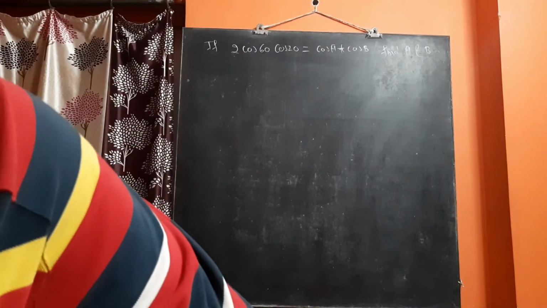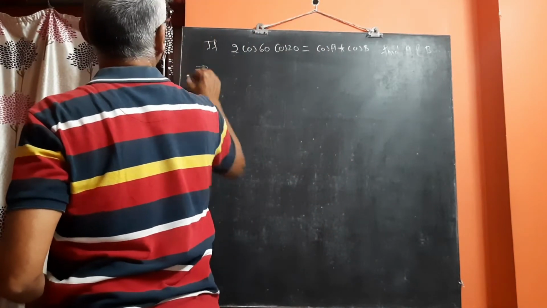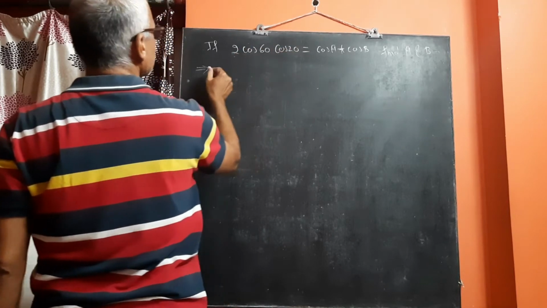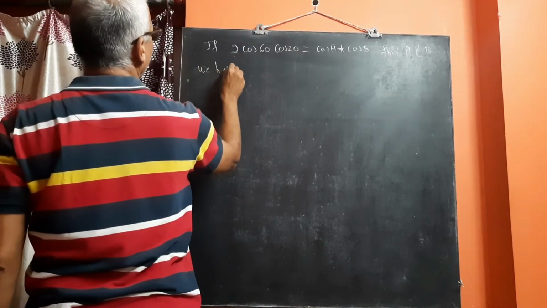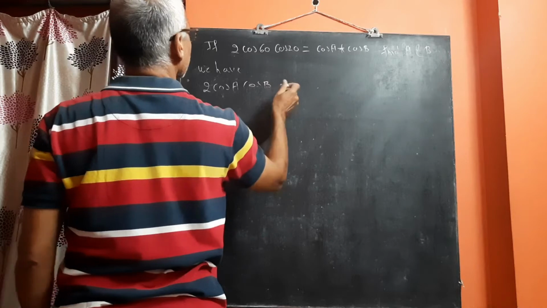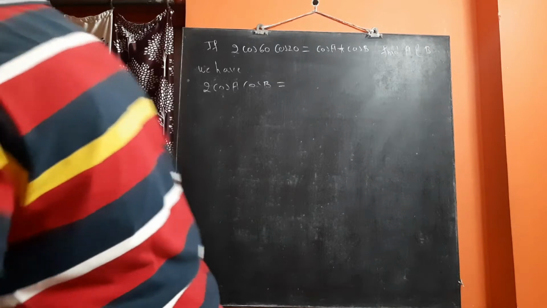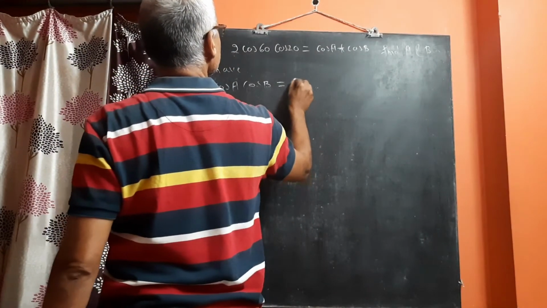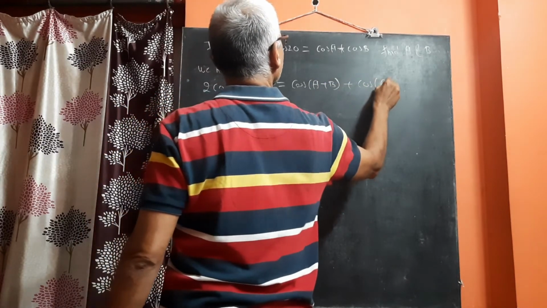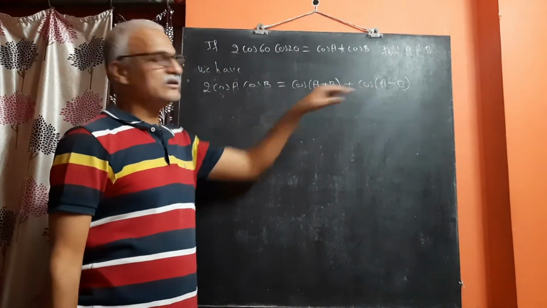All these sums are similar to the previous 2 or 3 sums. Here, 2 cos 60 into cos 20 is in the form of 2 cos A cos B. So we have 2 cos A cos B, which is the multiplication of 2 cos, and that equals the addition of cos: cos of A plus B plus cos of A minus B.